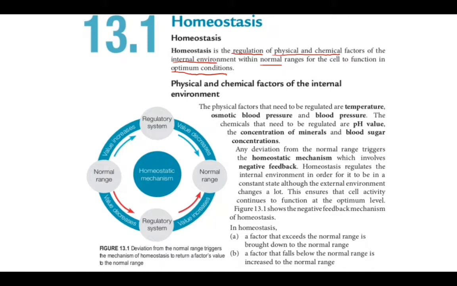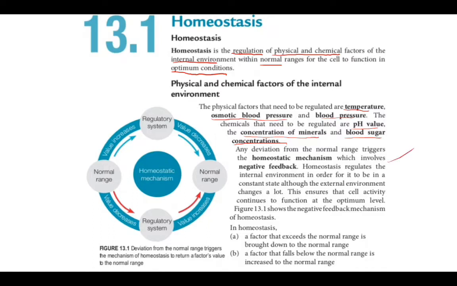So physical factors include temperature, osmotic pressure, and also blood pressure. Okay, and chemical factors that need to be regulated are pH value, the concentrations of minerals, and blood sugar concentration. So any deviation from the normal range triggers the homeostatic mechanism, which involves negative feedback.